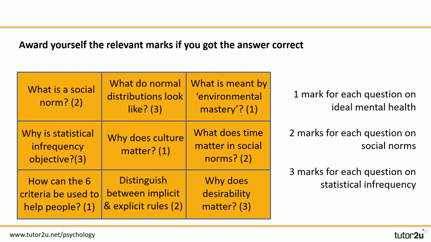Distinguish between implicit and explicit rules. So implicit rules, as we mentioned earlier, are unwritten rules from society about what is acceptable behaviour, whereas explicit rules are rules that we have to stick to. So for example, the law. And why does desirability matter? So this was a reference to statistical infrequency, and it matters because some behaviours that are rare and statistically infrequent are still desirable, and the query is, does this make them abnormal?